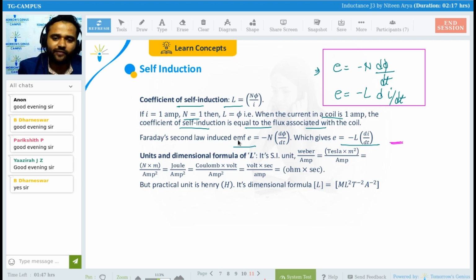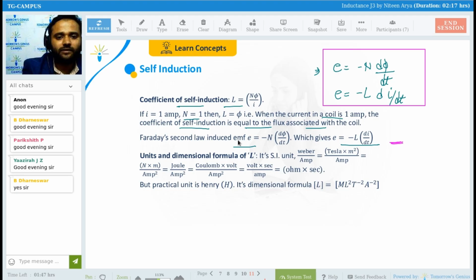So n is constant, d phi by dt. L is constant, di by dt, if I'm differentiating both sides with respect to time. That is why instead of n d phi by dt, I can write L di by dt in place of n d phi by dt. And both give me the induced EMF.